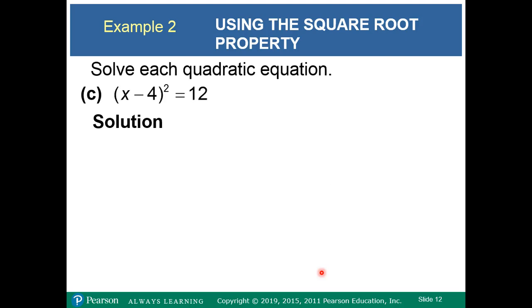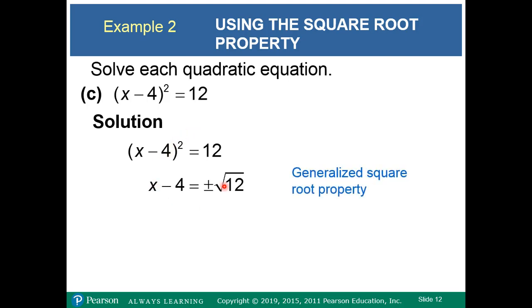What about this one? Now here we can still use the square root property, right? Because we've got a square on one side and a number on the other side. So we can take the square root of both sides and we get x minus 4 is equal to plus or minus the square root of 12. Now we can add 4 to both sides to get rid of it, because we can't have this 4 here. And now we get 4 plus or minus the square root of 12. And we're done.